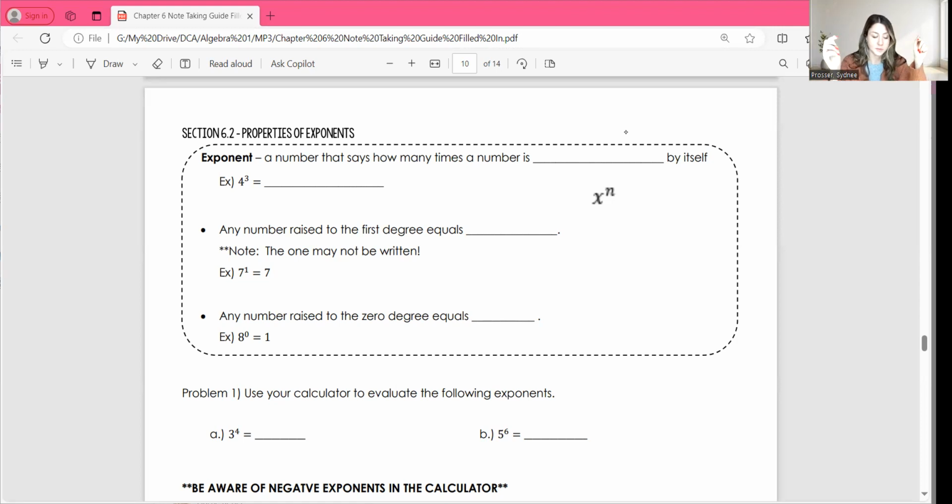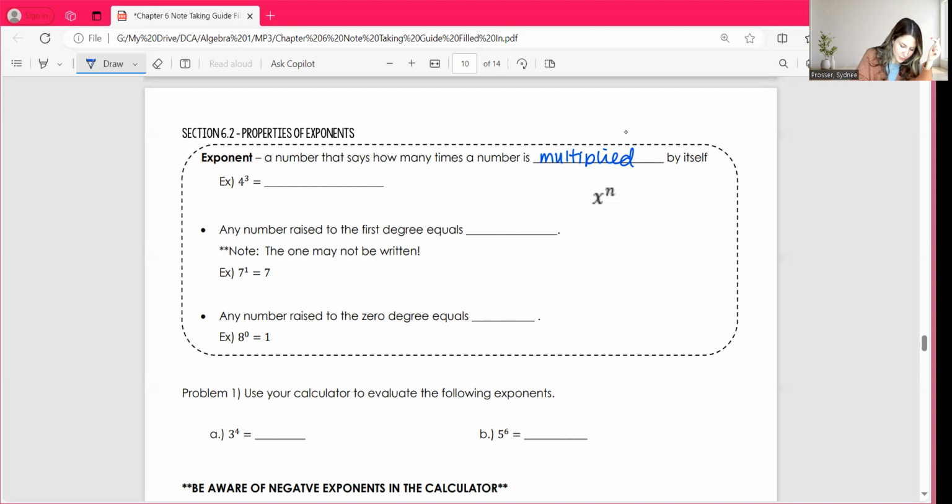So what is an exponent? An exponent is a number that says how many times a number is multiplied by itself. So for example, we've got 4 cubed. That exponent tells us that we have to multiply this number 4 by itself 3 times. So that equals 4 times 4 times 4, okay? Which means in a calculator, I'm going to do 4 times 4 times 4, and I should get 64.